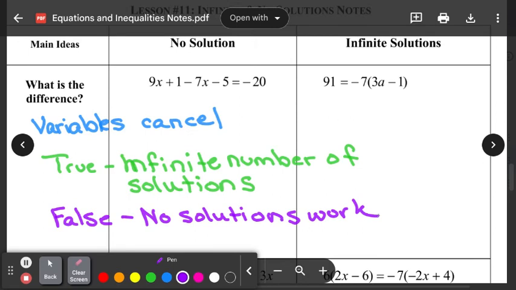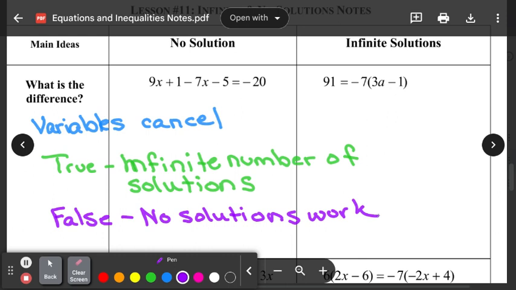So today we're doing lesson number 11, infinite and no solutions. So the deal with this is when you're solving your equation, the variables are going to end up canceling. And when that happens, you have to look at both sides of your equation. If the equation is true, it means there's an infinite number of solutions. That means any number you put into that equation for the variable will make the equation true.